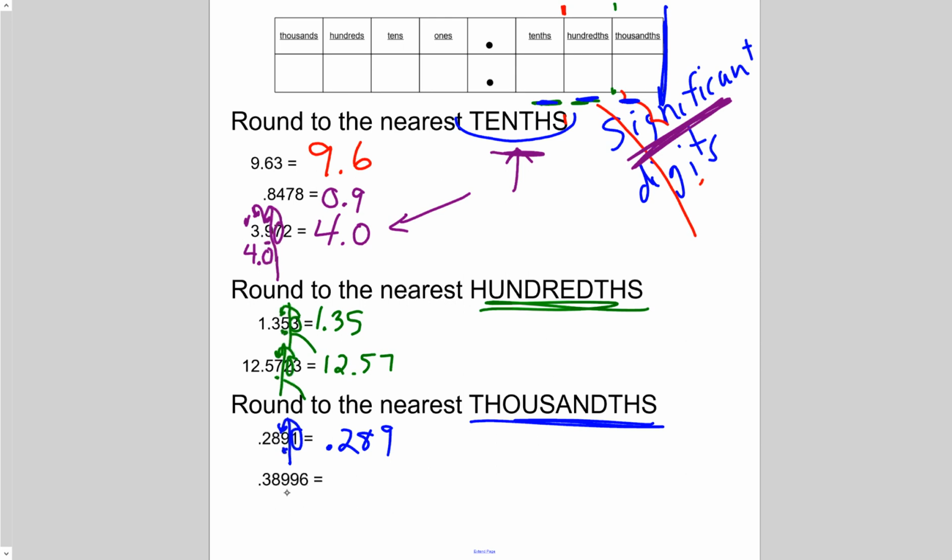Now I have 38,996 hundred-thousandths. So I need to look for my thousandths place. That's there. This 9 is going to tell that 9 to round up. It becomes a 10. So I do that rolling 9. That 8 becomes a 9. And then I keep my 3. These 2 digits are going to go, but I have that 0 because it's a significant digit. So my answer in this case is 390 thousandths.